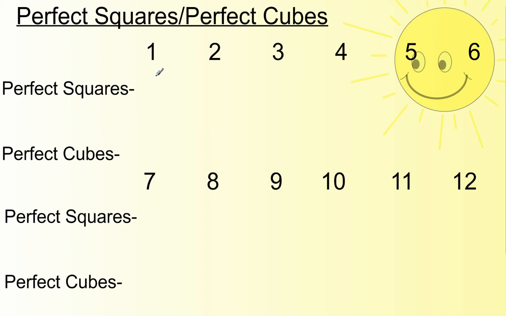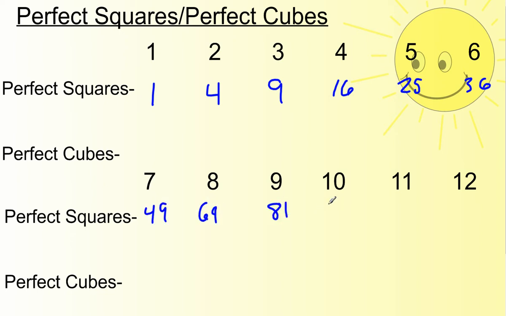So 1 squared is 1. 2 squared, which means 2 times 2, is 4. 3 squared is 9. 4 squared, 16. Hopefully you're seeing the pattern. 5 times 5 is 25. And 36, 49, 64, 81, 100, 121, 144.